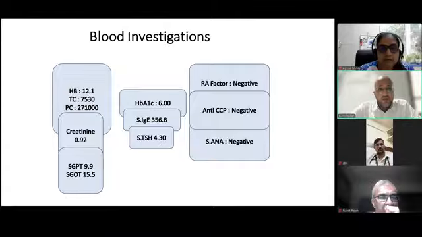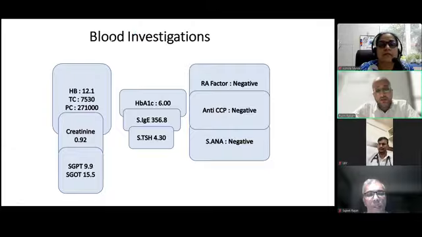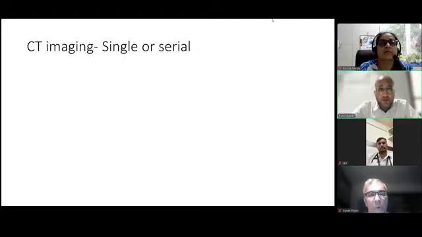I ordered a couple of blood investigations. Hemoglobin, total count, platelet count look okay. Renal and liver function, SGPT, SGOT, are normal. HbA1c was 6. Serum IgE, which I did only for the cough, was 356, and serum TSH was 4.30, which is normal. RF factor, anti-CCP and serum ANA by IFA all came negative. Then I ordered the HRCT chest.